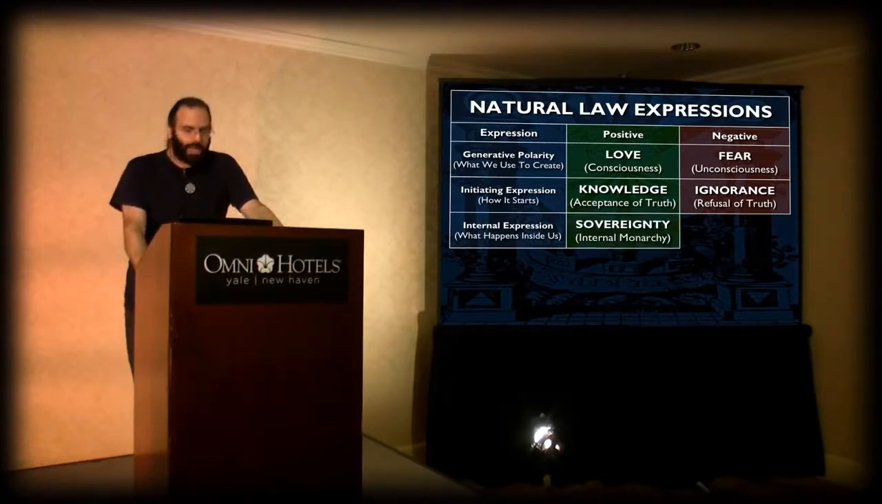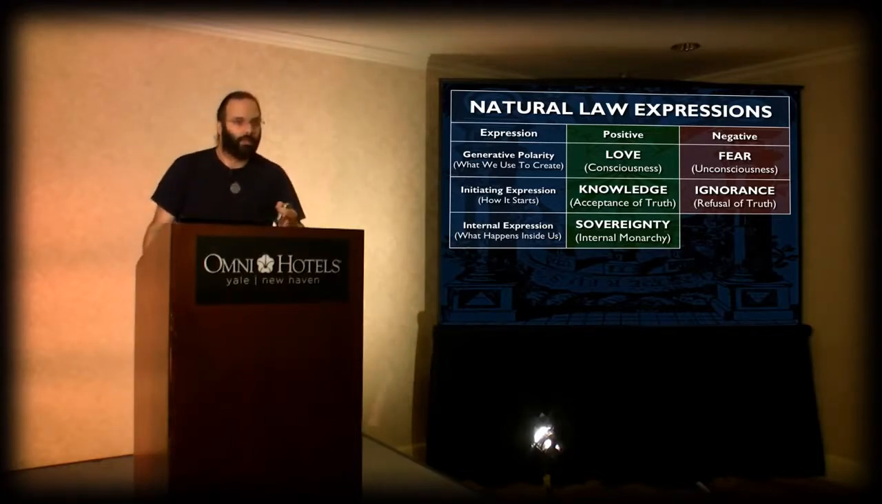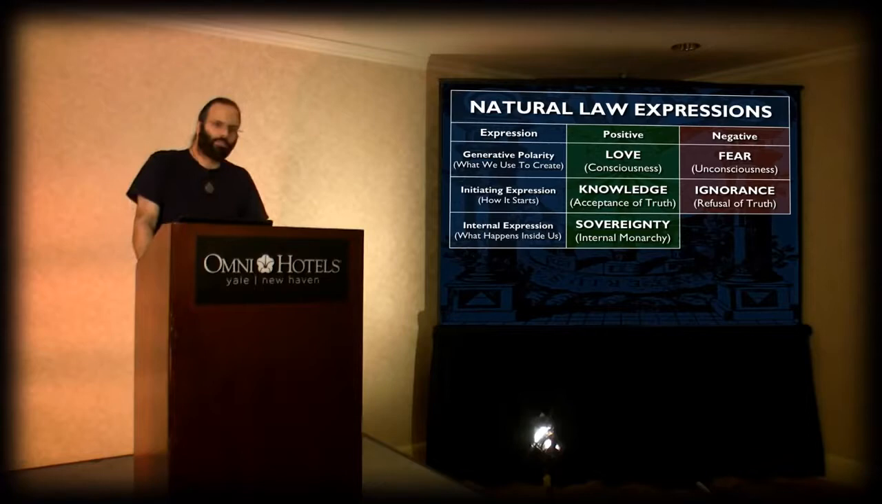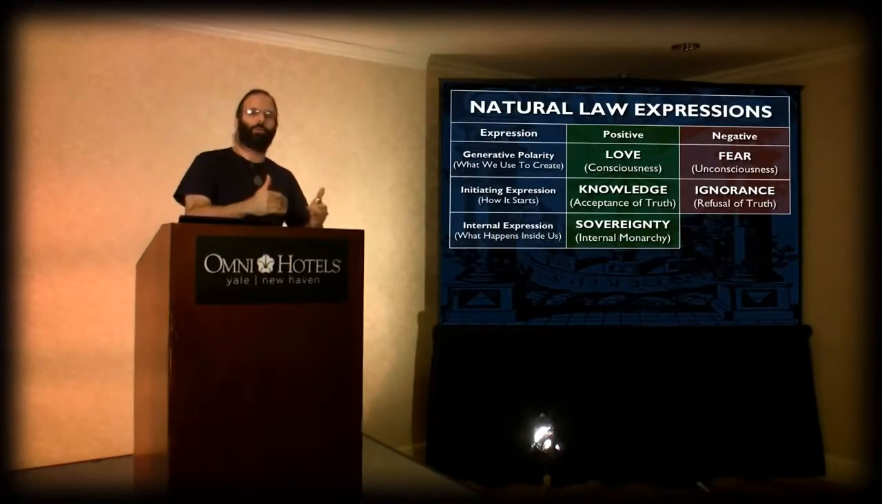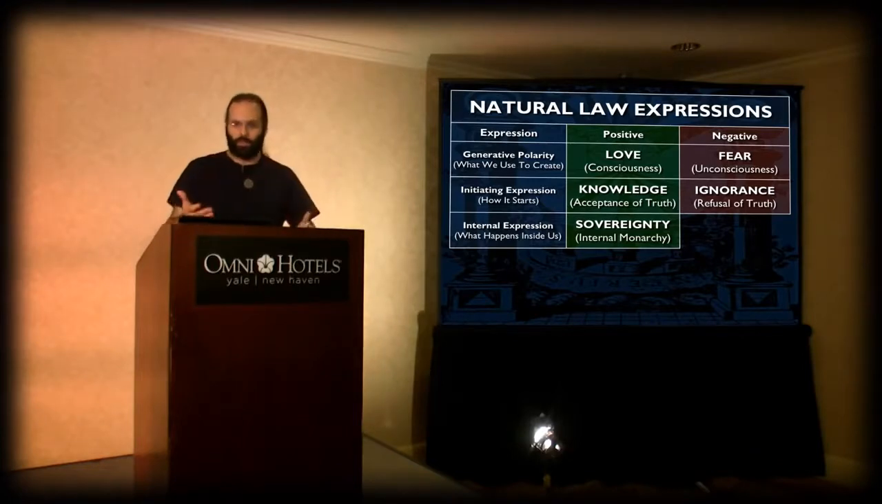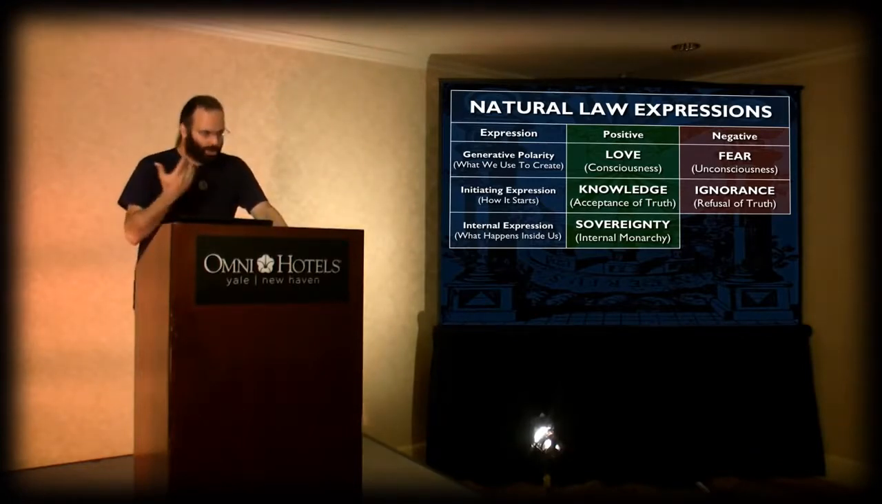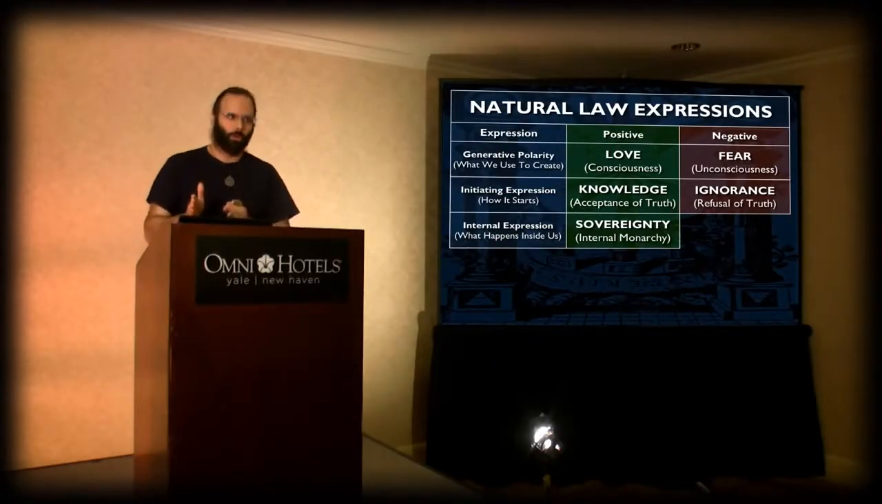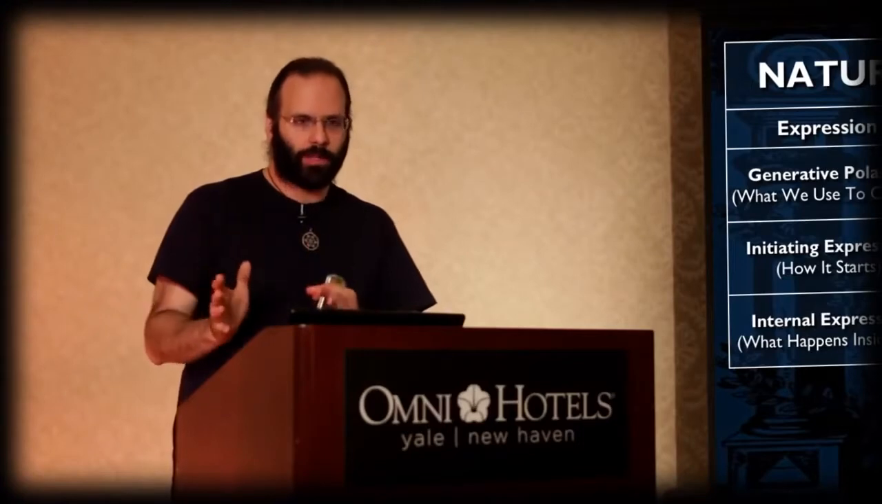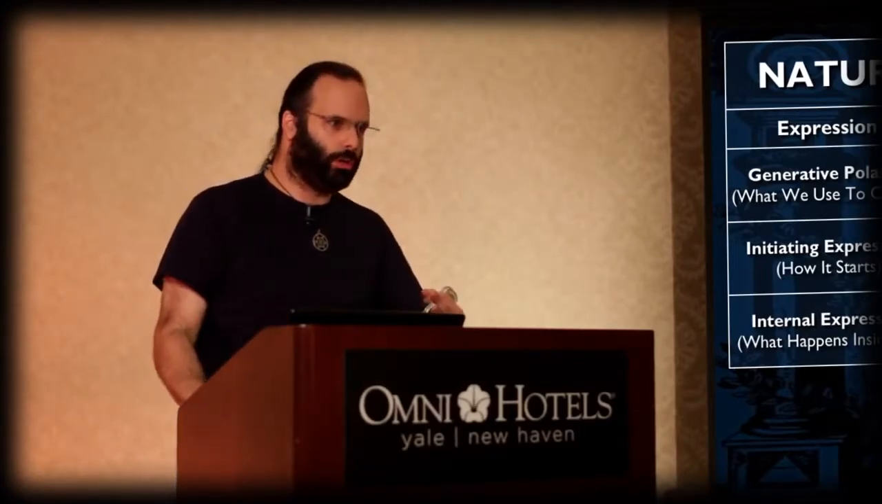So the positive aspect of the internal expression is when we come to understand, through developing the knowledge and the acceptance of truth, that we are sovereign. Sovereignty is the internal positive expression of natural law. Now, again, underneath these, in parentheses, I always put another name that I've given to these concepts. I call sovereignty internal monarchy. Now, monarchy means one ruler. Mon is a prefix for one, and archon in Greek means ruler or master.